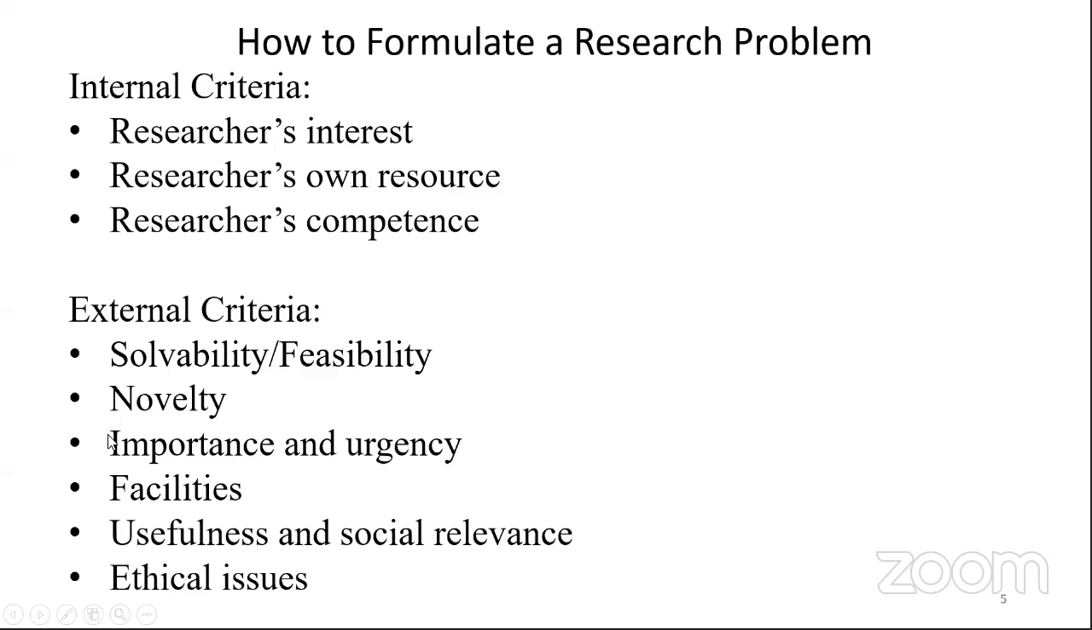So, what is the internal criteria to start with? First is the researcher's interest. This we have spoken briefly earlier. Out of the 5 problems, we have now chosen one. The problem should be of interest to the researcher, and it should be so interesting that it is able to throw a challenge to the person who's working on it.